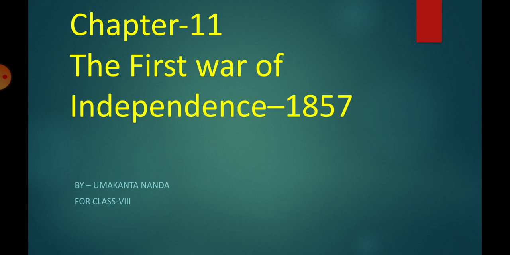Today we are discussing a new chapter, chapter number 11, the first war of independence, 1857. The first war of independence, 1857, is known as the Revolt of 1857 and Sepoy Mutiny.